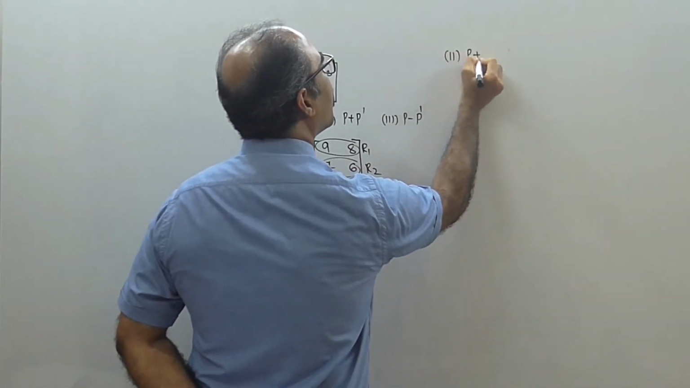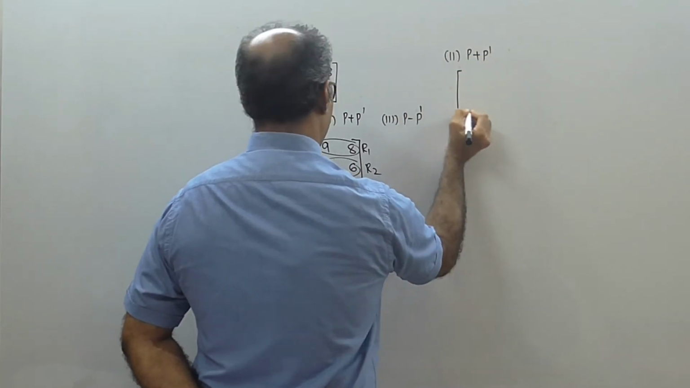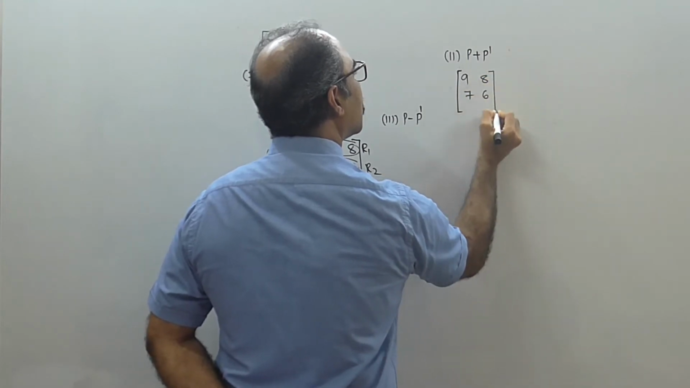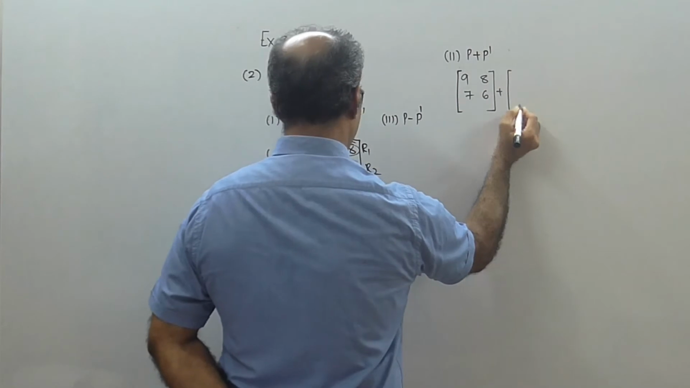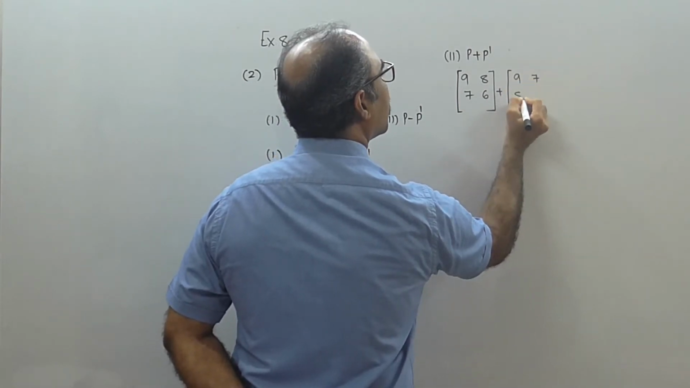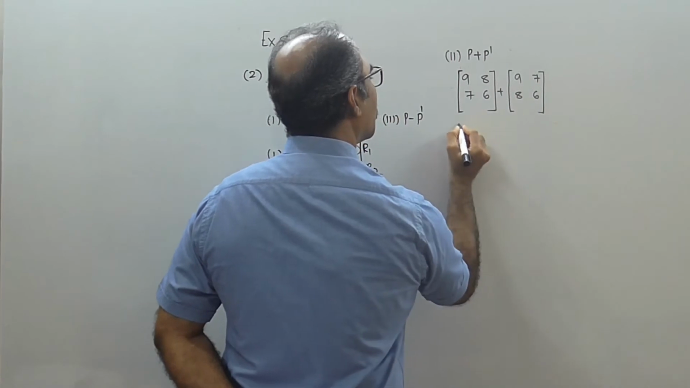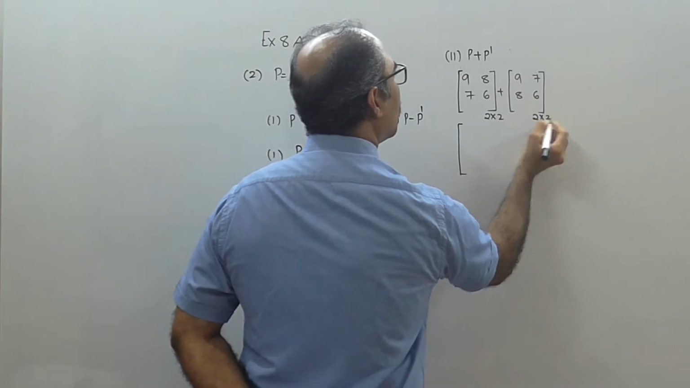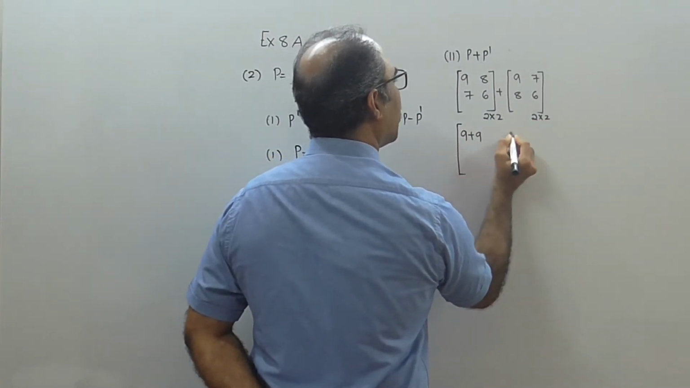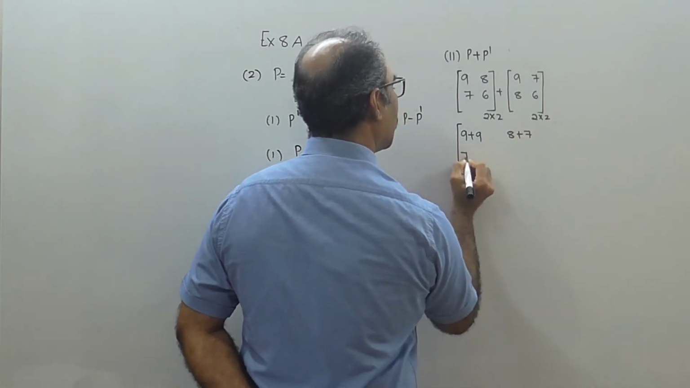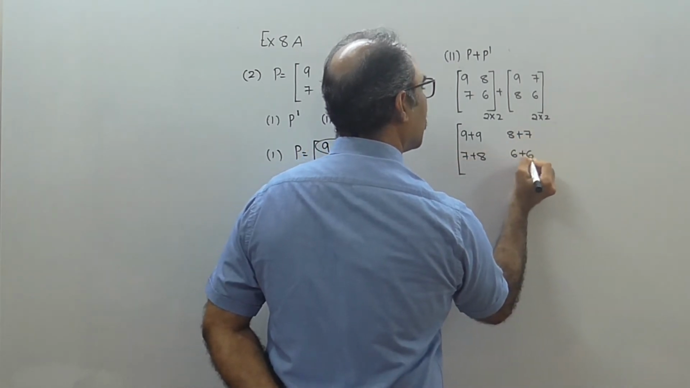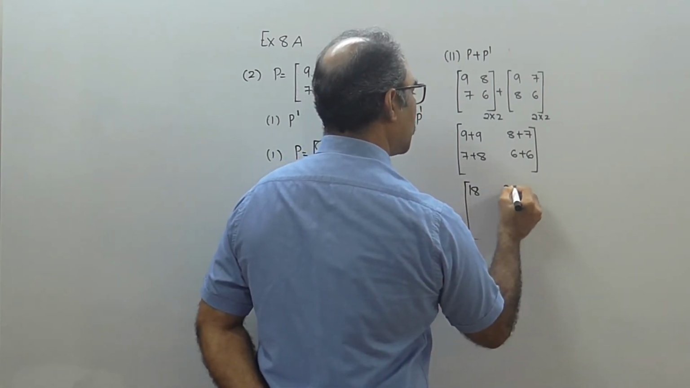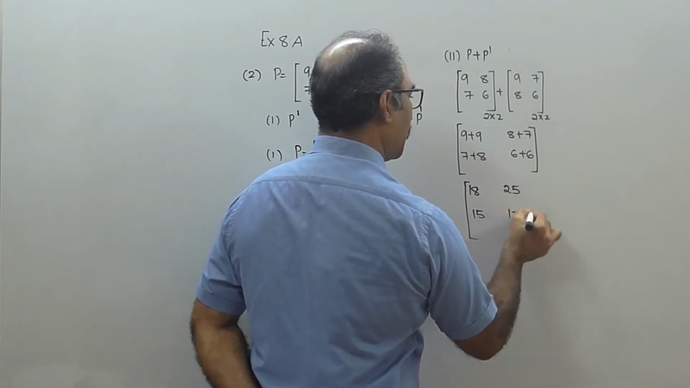Second is, we have to find the value for P plus P dash. P is 9876. P dash is 9786. So add up. This is 2 by 2. This is also 2 by 2. So this becomes 9 plus 9, 8 plus 7, 7 plus 8, 6 plus 6. So this becomes 18, 15, 15, 12.